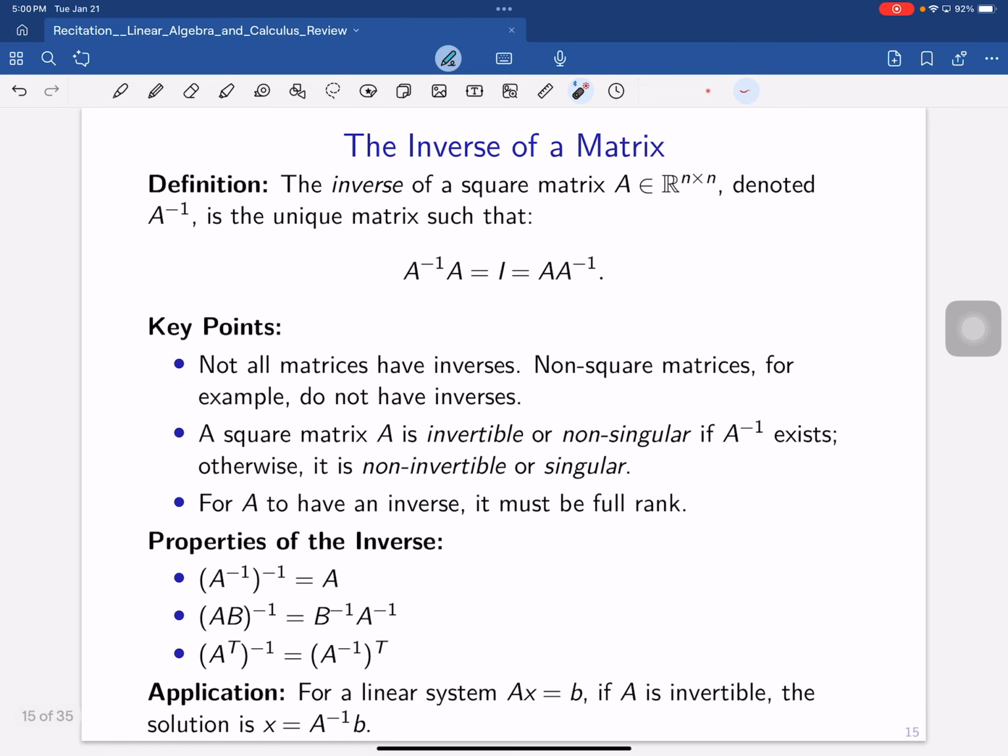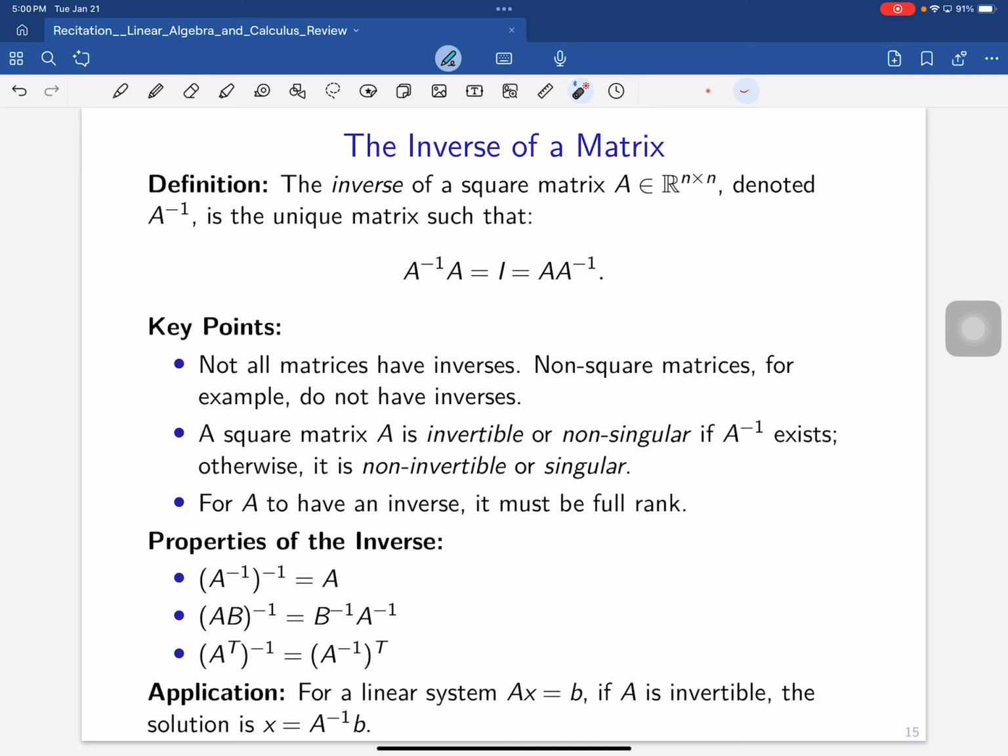And then there is a concept called the inverse of a matrix. The inverse of a square matrix A is denoted as A inverse, and the inverse is unique. The other important property to remember is that the left inverse and the right inverse of a matrix are the same matrix. So A inverse times A equals the identity matrix, and it is also equal to A times A inverse, which also equals the identity matrix.